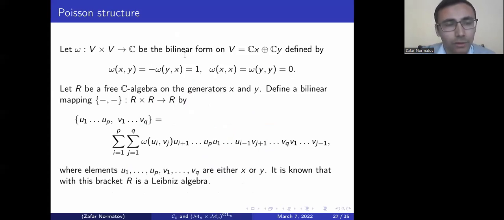Now we want to describe the Poisson structure. Let omega be the bilinear form on V. Define it by these conditions. Let R be a free C-algebra on the generators X and Y. Define a bilinear map by this formula, where elements U1 and so on UP, V1 and so on VQ are either X or Y. It's known that with this bracket, R is a Leibniz algebra, and this result was proved by Kontsevich.